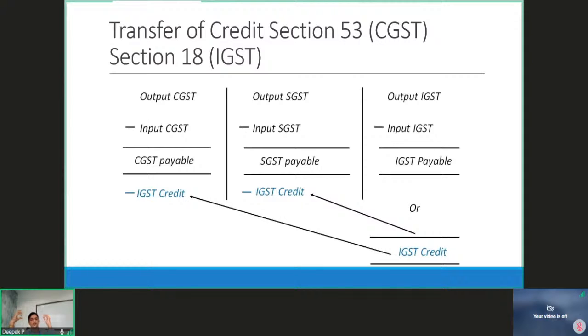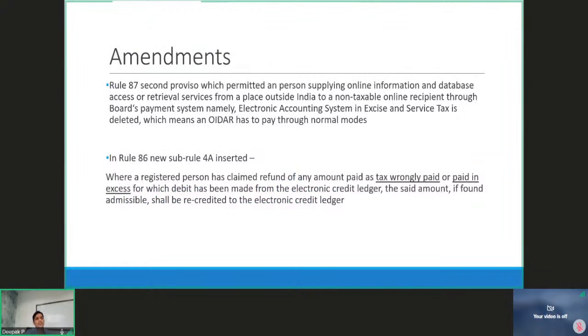That is what it says, transfer of other credits. Once it is permitted to move the credit from one head to another head, right? Then it is treated that in this head you have claimed the refund and in the other head you have deposited the tax. Now there are amendments which are relevant for you.